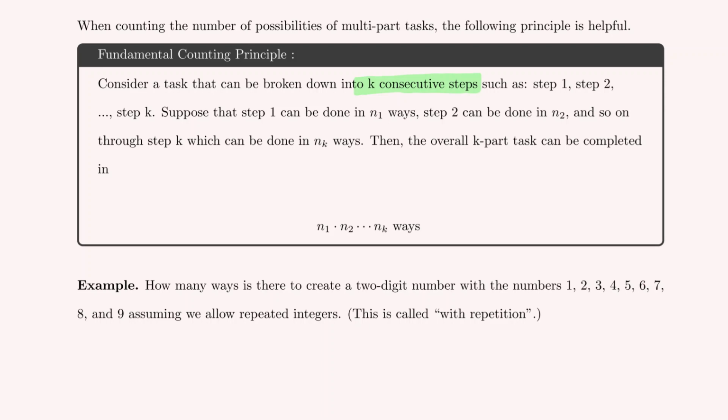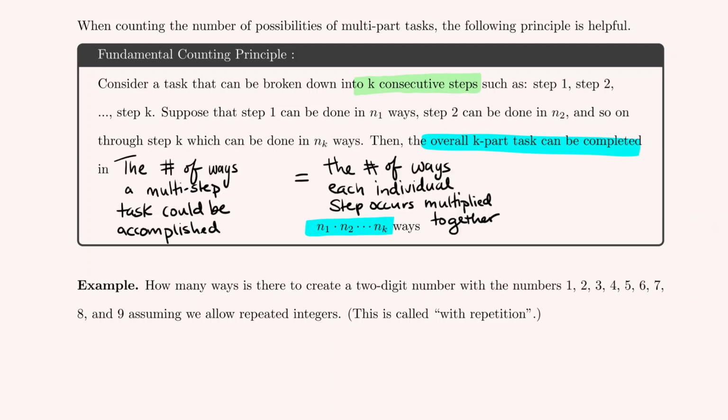Then the fundamental counting principle says if you know how each step would occur in so many ways, then the number of ways the entire process occurs is found by multiplying together the number of ways each of the individual steps would occur. So the overall k-part task would occur in n sub 1 times n sub 2, all the way up times n sub k. The way I like to think about this rule is the number of ways an entire multi-step process could be accomplished is the number of ways each individual step occurs, all multiplied together.